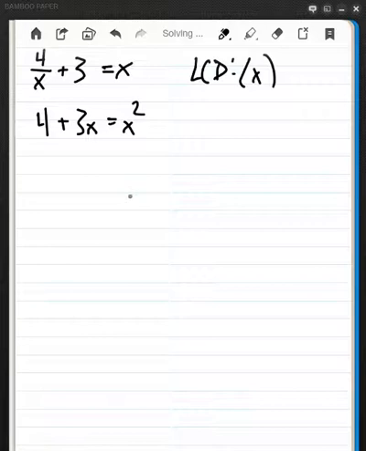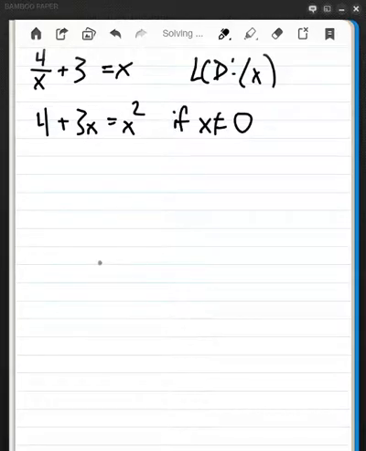Alright, now all we've got to do is solve. But before we do that, we've just eliminated a denominator, which means we've eliminated a restriction on x. What was the restriction initially on this? x cannot be equal to 0. So let's keep that in mind as we go through.